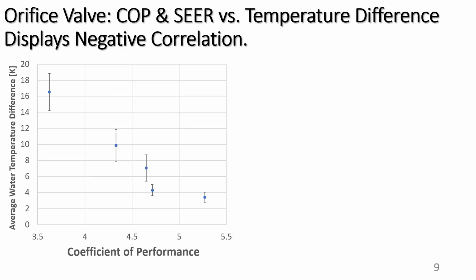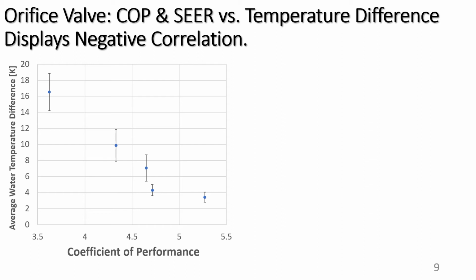For COP, the highest value is the most desirable because more heat is removed than energy put into the system. As the temperature difference decreased, meaning less heat was transferred from the water to the refrigerant, the coefficient of performance tended to increase. The highest COP of 5.3 occurred at the smallest delta T of 3.4 Kelvin.